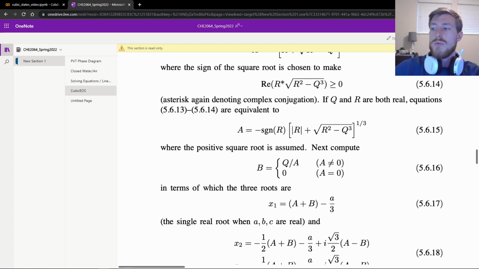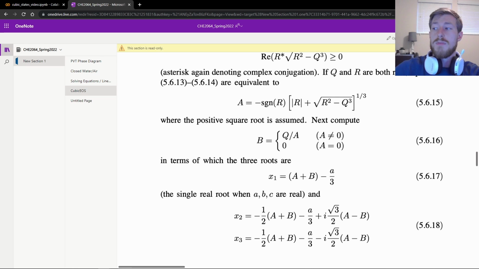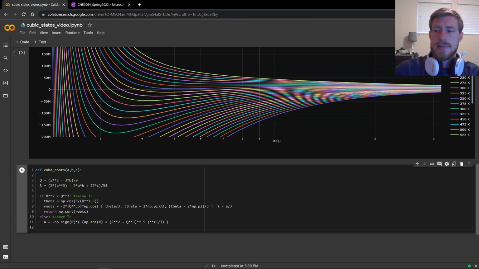So now we have to figure out what b is. So b is q over a if a is not 0. If a is 0, b is 0. So we could write another if-then statement like we did right here for determining if we're above or below the critical temperature. However, since this is such an easy if statement, we can actually write it in a single line using something called a ternary if statement, or tertiary. Ternary doesn't really matter.